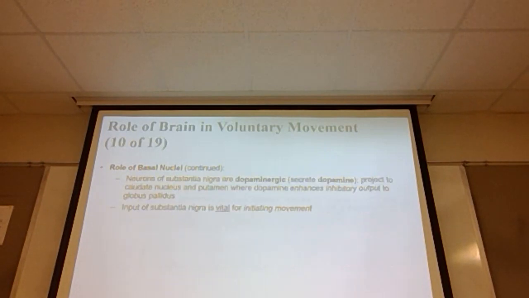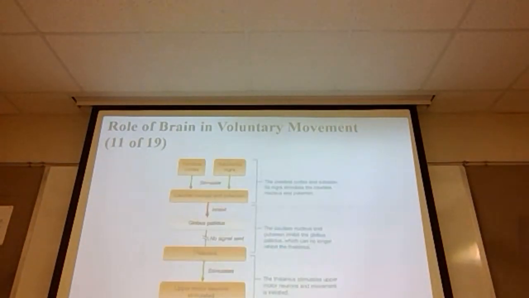The neurons of the substantia nigra are dopaminergic, I'll get it out in a minute, which means they secrete dopamine. Why couldn't they just say that they secrete dopamine and not throw in a word I can't say? These project to the caudate nucleus and the putamen, where dopamine enhances the inhibitory output to the globus pallidus. The input from the substantia nigra is vital for initiating movement.